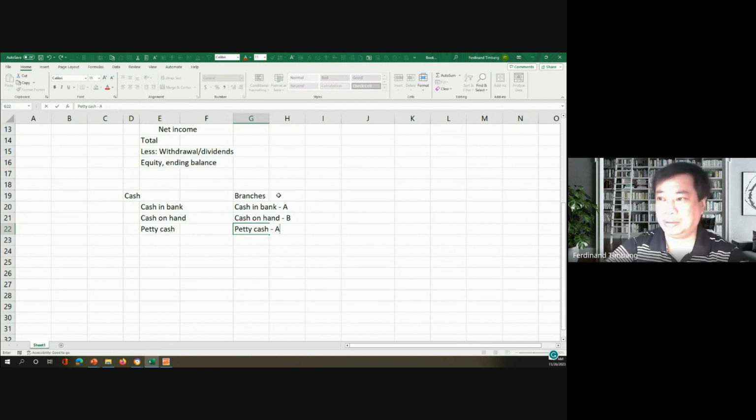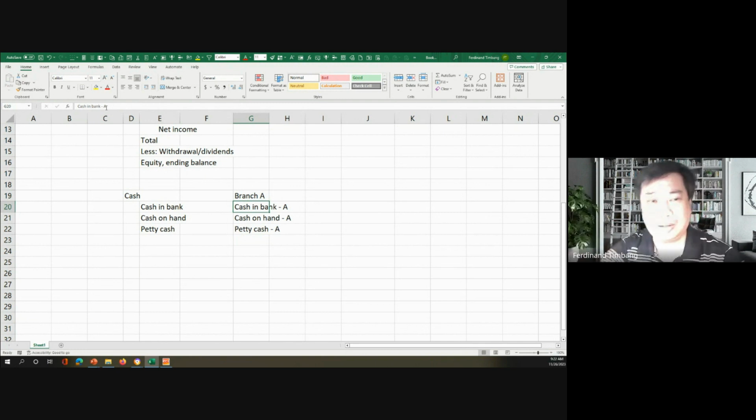Ay, sorry, A pa rin pala ito, kasi si branch A ito. So let's say this is branch A. Paano kung several yung mga companies ninyo o several yung mga branches ninyo? You have to lump them, di ba? When you consolidate the cash of all the branches, then it has to go in this particular account. Yung cash in bank ng A, dapat pumasok dito yan. Cash on hand ng A, dito papasok. Petty cash ng A, dito papasok. So, kung meron pang branch B, ganoon din. Dito rin ang pasok dapat yan.